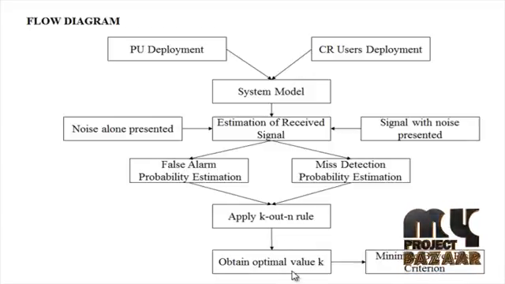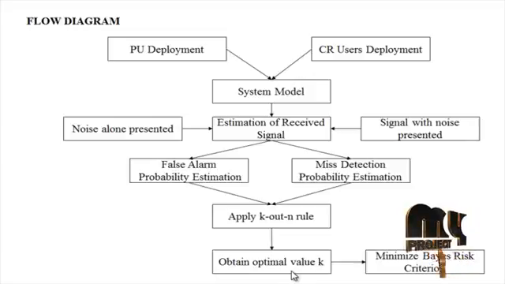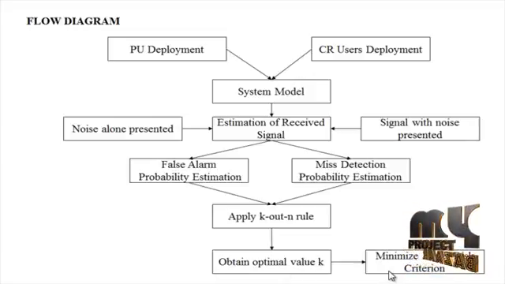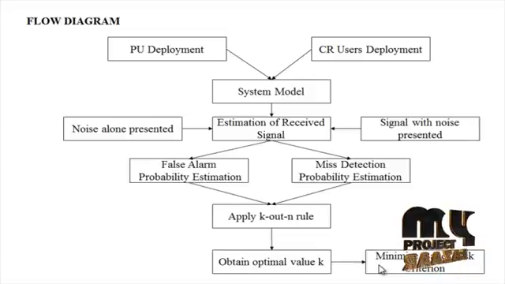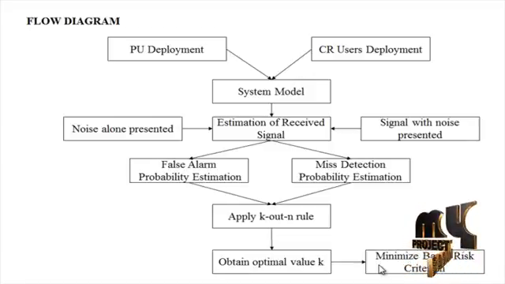For obtaining the optimal K value, we use the minimum Bayes risk criterion. The Bayes risk criterion chooses the optimal value of the parameter K that minimizes the Bayes risk. It depends upon the PFA and PM. Then based on the QFA, that is the global false alarm probability, and the global misdetection probability, we can estimate the optimal value of K using the minimum Bayes risk criterion.